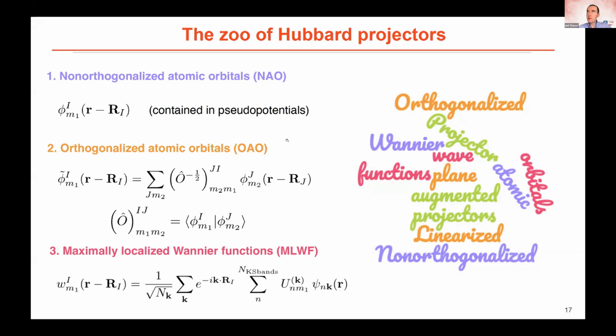As I told you earlier in this talk, we can have different types of Hubbard projectors, like non-orthogonalized atomic orbitals, which can be simply obtained from pseudopotentials. Second version is the orthogonalized atomic orbitals. Here we compute the overlap matrix O by simply computing the scalar product between atomic orbitals. Then we take the inverse of this overlap matrix to the power 1/2 and multiply it by the original atomic orbitals. And this gives us a new orbital phi tilde. Another option is maximally localized wave functions. This is a very interesting direction, and we are exploring this type of projectors.